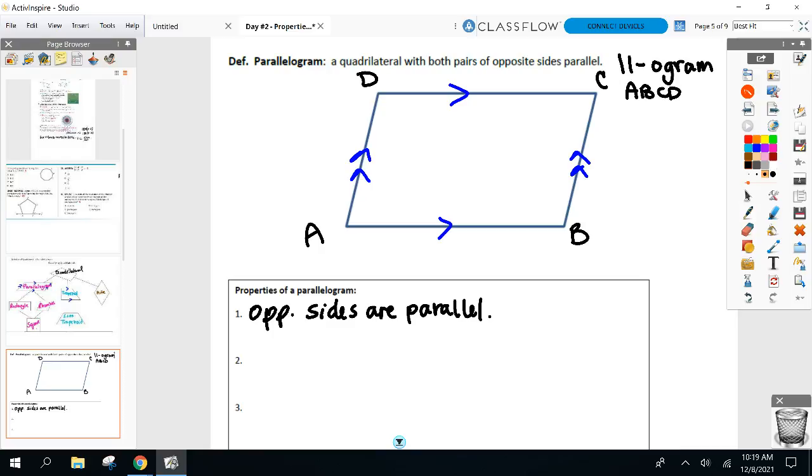What do you think? You'll probably be right. What do you think are some other properties? Probably going to be right if you guess. Calvin, what's up? Opposite sides are congruent. Opposite sides are equal too. Congruent. Perfect.